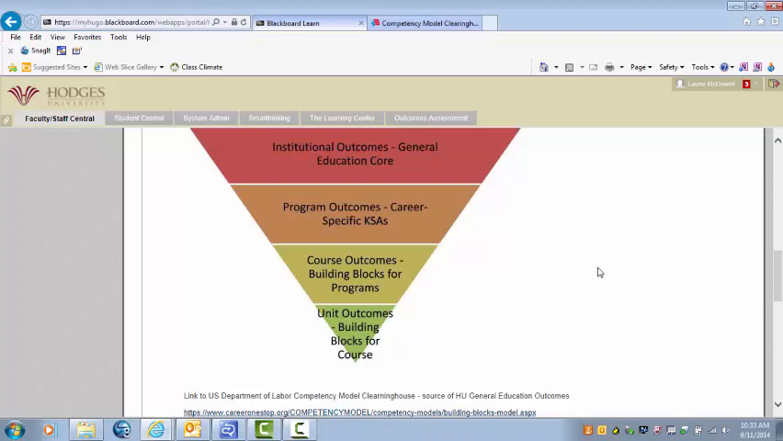Program learning outcomes are the next layer in the inverted pyramid. All Hodges degree programs are currently redefining their program learning outcomes in a deliberate process to tie them to career competencies or to program-specific accreditation standards. I will provide examples of approaches that can be used to develop these outcomes.